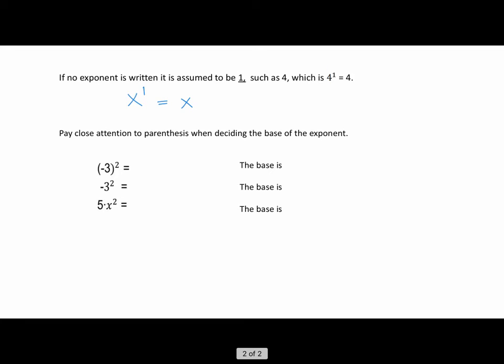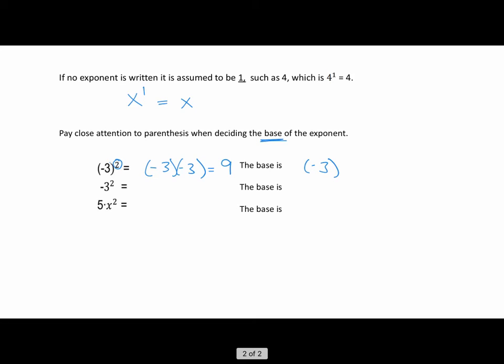Let's take a look at these different expressions and pay close attention to where the parenthesis is to decide what the base of the exponent is, okay? So our first example, negative 3 squared, in parentheses. The exponent is touching the parenthesis, so inside the parenthesis is the base. So the base is negative 3. And when we multiply that together, that's a positive 9.